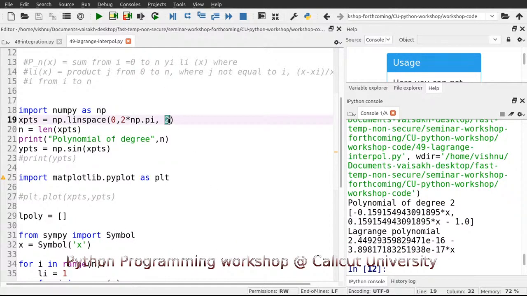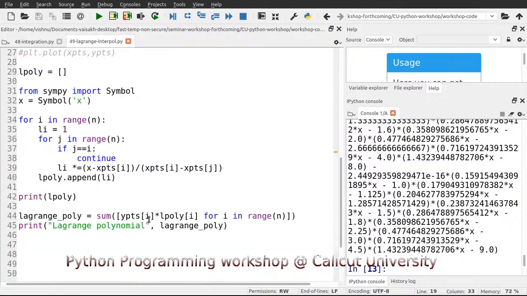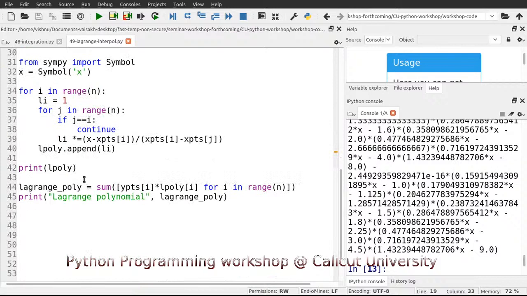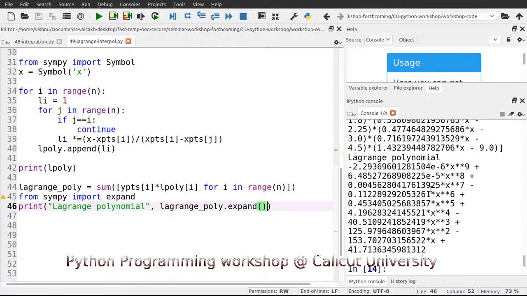Let us increase the degree to 0 to 10. Okay, we don't know exactly what it is because the multiplication has not taken place. We can expand it, of course. Okay, trying to expand. I think it is expandable. On expanding, we are getting a 9-degree polynomial because 10 points are taken, 0 to 9. So this is correct. The polynomial is just fine.